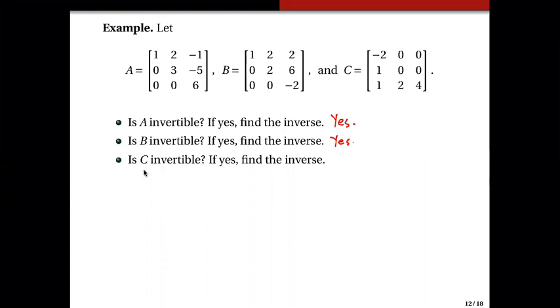And then finally, is C invertible? This is a triangular matrix, but one of the entries in the diagonal, particularly this middle part here, is 0. So according to the remark earlier, the answer here would be no. Okay? So, to find the inverse of A, we use the inversion algorithm. Okay, find inverse of A.